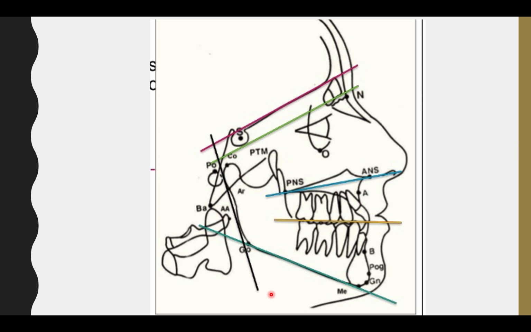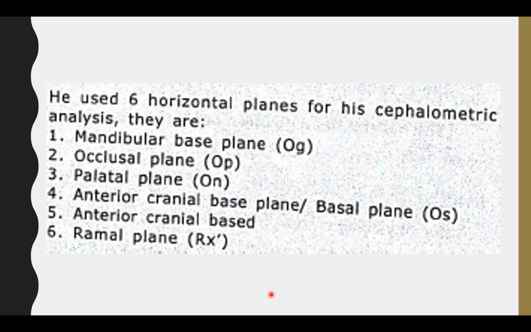These 6 planes will divide the face into 5 proportions, considered as horizontal and vertical proportions, showing whether a vertical growth pattern or horizontal growth pattern is observed in the patient. Okay. So the questions on the Sassouni analysis can be asked like this.